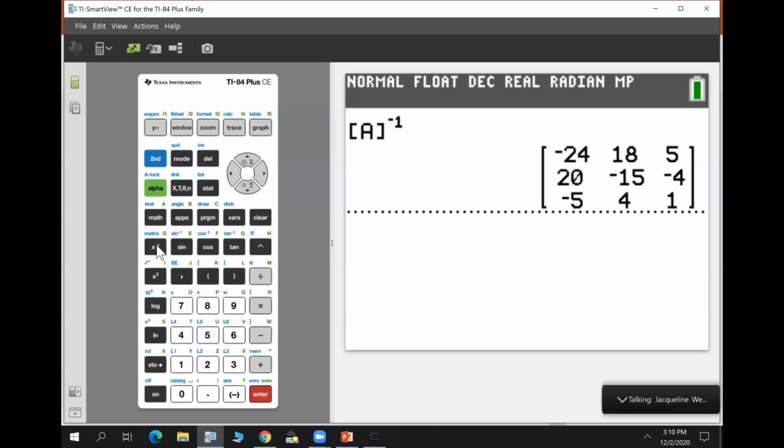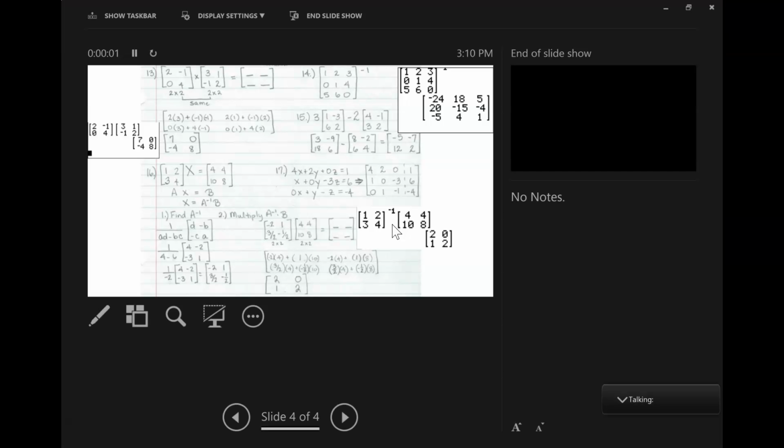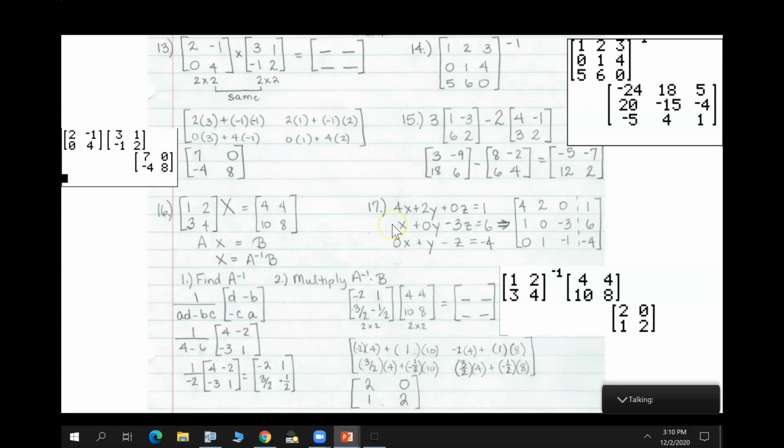All right, for number 15, I almost think this would be faster to do by hand than it would be to do in the calculator. So I worked it out by hand. I think by the time I would have typed this whole spiel into the calculator, I could have done it by hand a whole lot faster because it's just adding and subtracting, right?